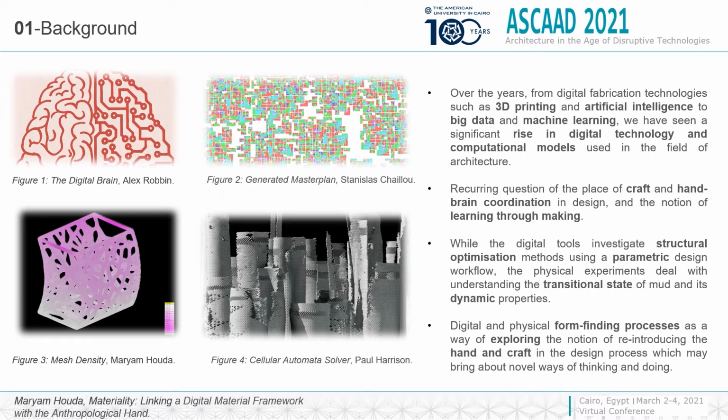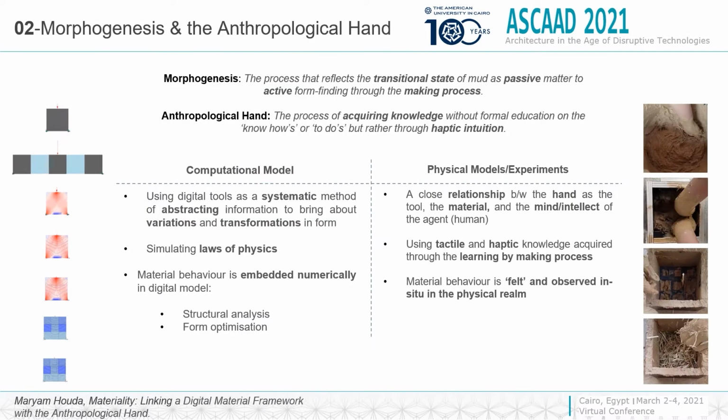While digital tools investigate structural optimization methods using a parametric design workflow, the physical experiments deal with understanding the transitional state of mud and its dynamic properties. So this research is interested in how principles found in nature can be reflected in the architectural form-finding process, especially with an interest in digital morphological structural optimization methods, as well as our interaction with the material, where just like in nature, the material and form are inseparable.